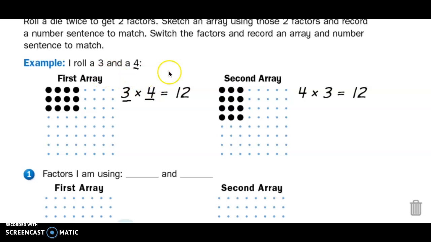So I see they rolled a 3 and a 4. So they said 3 times 4 equals, and maybe you don't know that yet, but you see their 3, they have 3 rows. 1, 2, and 3. So they did 3 down. Then they said their column, how many's in each row, was 4. 1, 2, 3, 4. 3 times 4. This array represents 3 times 4. Then they filled in 4.